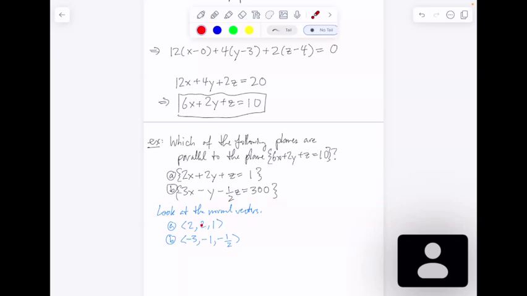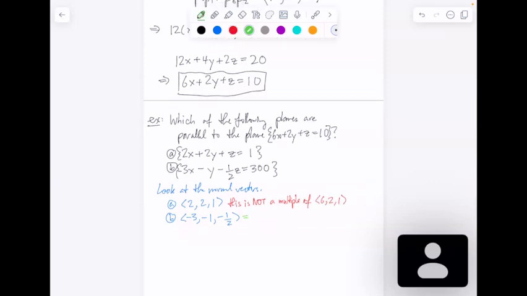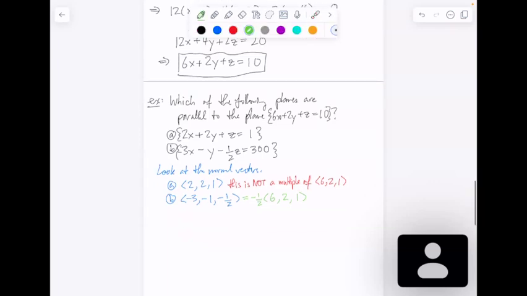Well, if I scale this by 3, I get 6, and this is certainly not 2. So I can't scale 2, 2, 1 to become 6, 2, 1. This is not a multiple of 6, 2, 1. Whereas in this case, for B, this is equal to -1 half of 6, 2, and 1, right? Move the -1 half inside. You can check it component-wise. Divide 6 by -1 half, you get -3. 2 by -1 half, you get -1, and so forth. So this means that B is parallel.